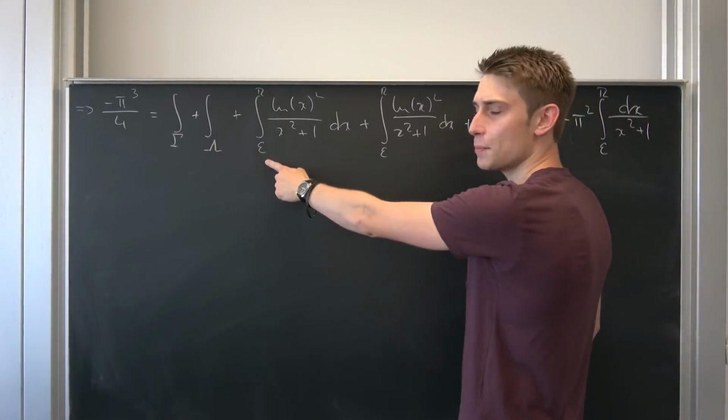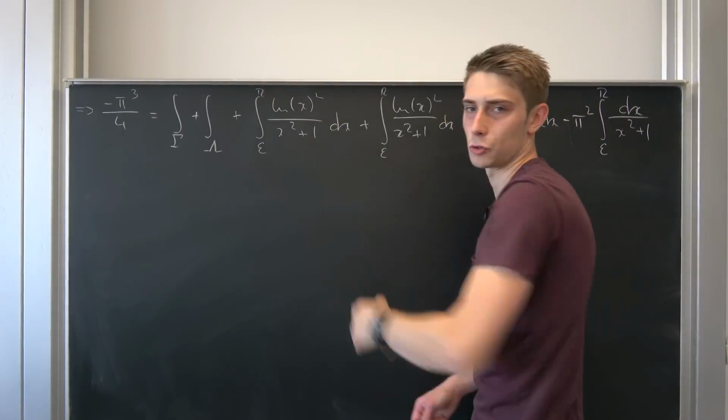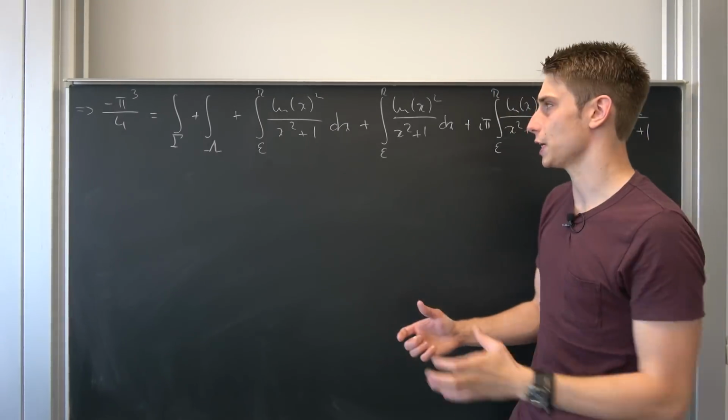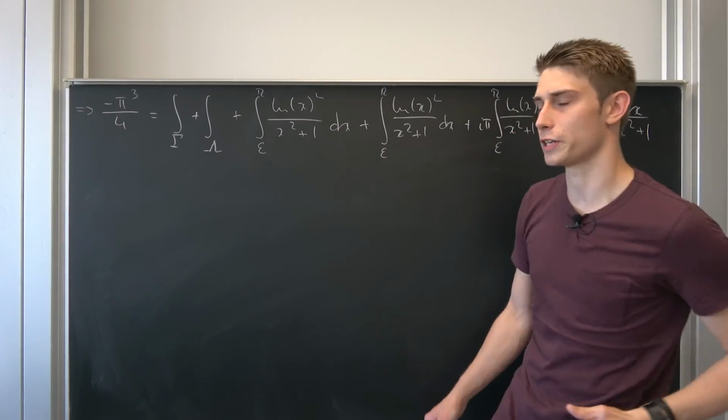If we would just let epsilon go to 0 in the limit and r go to infinity in the limit, well, that would just be our original integral that we wanted to evaluate. Same thing here, so we can add those two together in a minute.